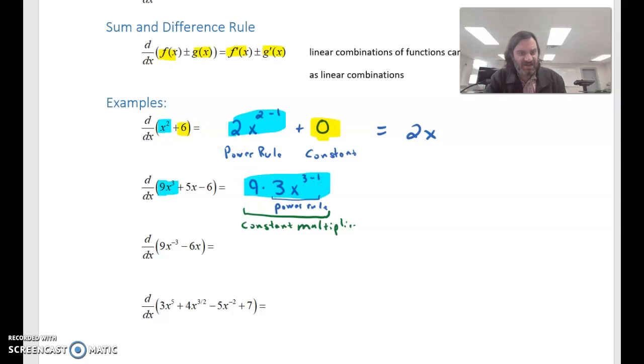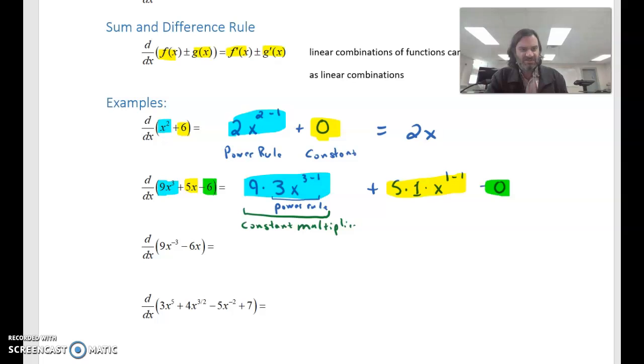Then we got the 5x. So when we pull the 5x over, it'll be 5 times, right now it's an exponent of 1, so the 1 can come out front and it'll be raised to the 1 minus 1, which will be 0. But once again, this is the same thing. It's a power rule and it's a constant multiplier rule. And we're using the sum or difference rule all the way across. And then the 6 goes to 0.